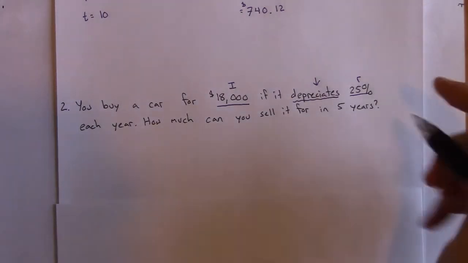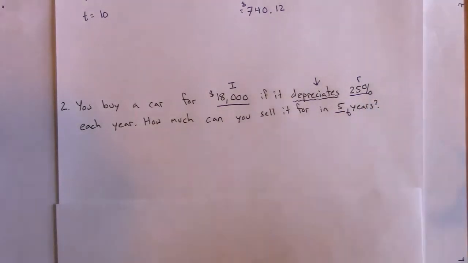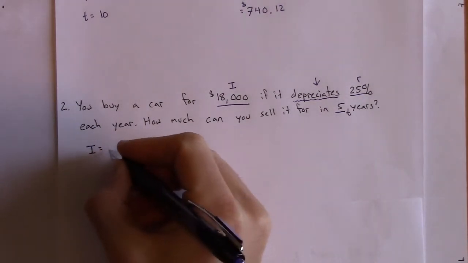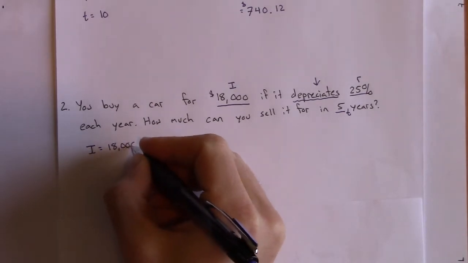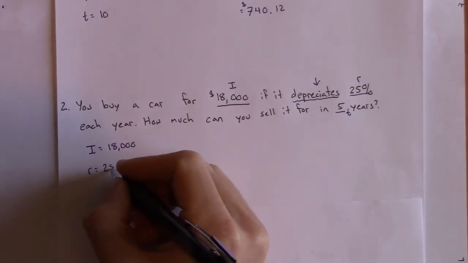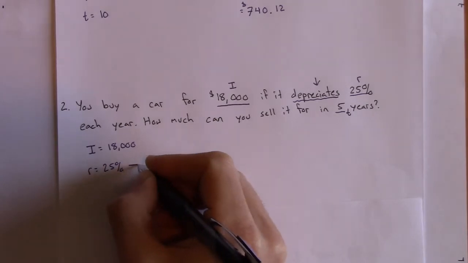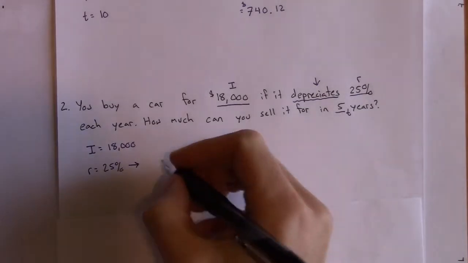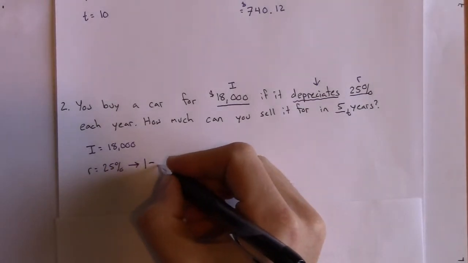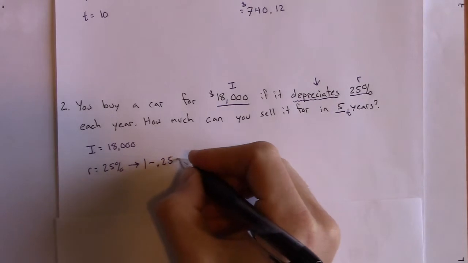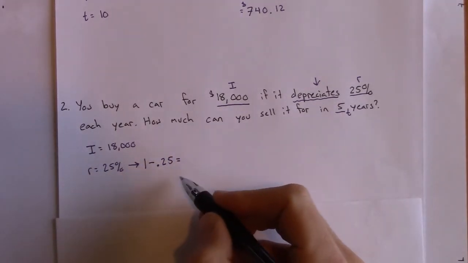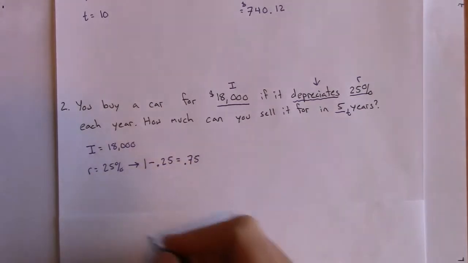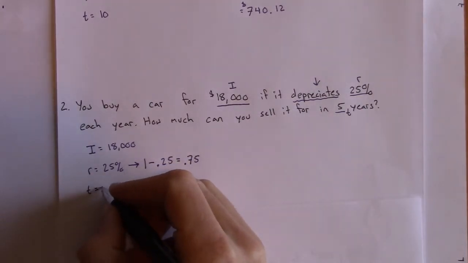Then it says how much will it sell for in 5 years, so that means 5 is going to be my T. Okay, so let's come back and take a look at this. My initial amount is $18,000. My rate of 25%. Now because I'm depreciating, I'm losing value, I need to subtract that decimal from 1. So I'm going to have 1 minus 0.25, which is going to give me 0.75. Okay? And then finally, T equals 5.